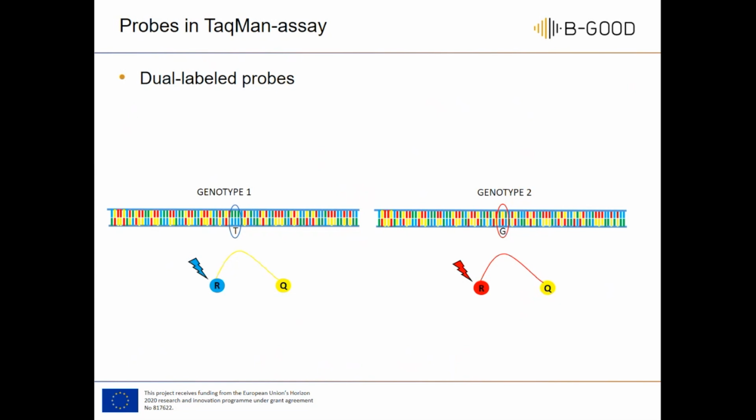In our case, genotype 1 is the wild type allele and the reporter used is FAM, while genotype 2 is the variant allele, and there the probe is linked with Texas red reporter.